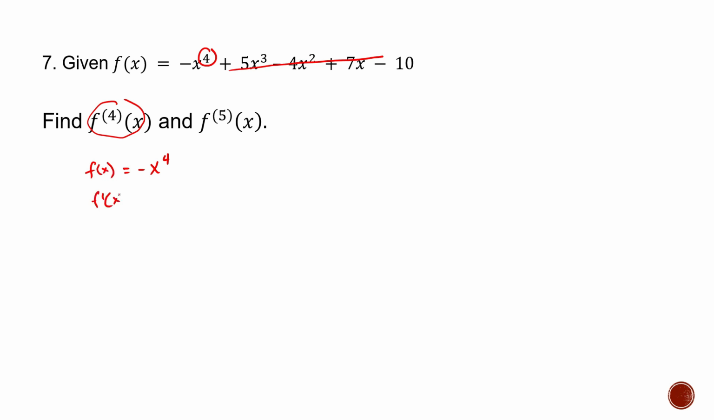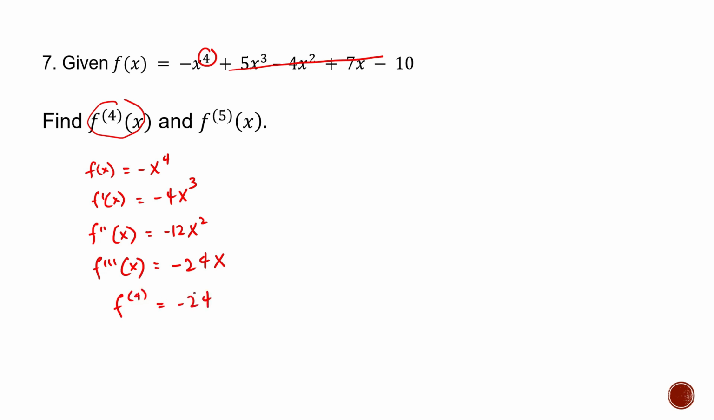So for the first derivative, it's negative 4x raised to 3. For the second derivative, that's going to be negative 12x squared. And then for the third derivative, this will be negative 24x. And then finally, for the fourth derivative, that will be negative 24. If you notice, at the fourth derivative, it will be a constant number. So the fifth derivative is equal to 0.